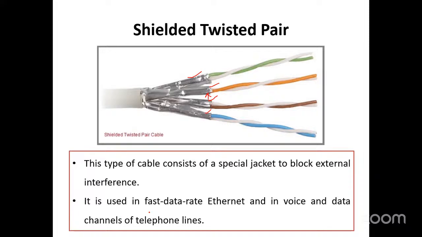And it is used for fast data rate Ethernet, and for voice and data channels of telephone lines. Whenever you want to transfer data at a fast rate, like Ethernet, which means LAN-based internet connection that has a greater speed, in such cases you can use shielded twisted pair cables.